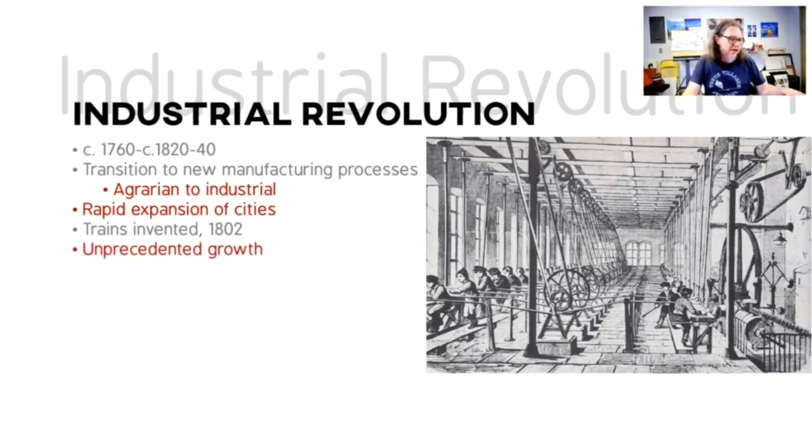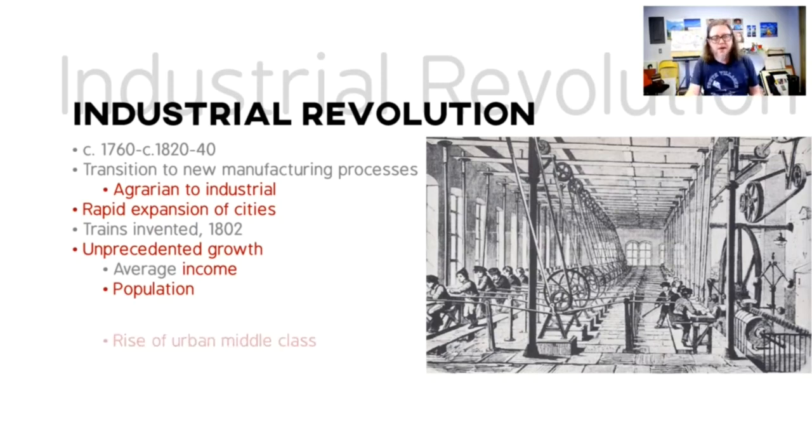So it is this time of just absolutely unprecedented growth. The average income of human beings in Western societies begins to skyrocket. The population of Europe, which had taken kind of a pretty bad hit in the 17th century, starts to boom. Again, a lot of that can be because of improvements in healthcare, improvements in the quality of life that came from the average income growing, things of that nature.